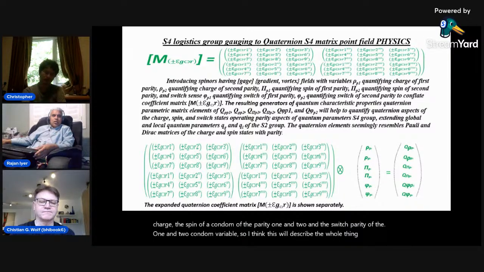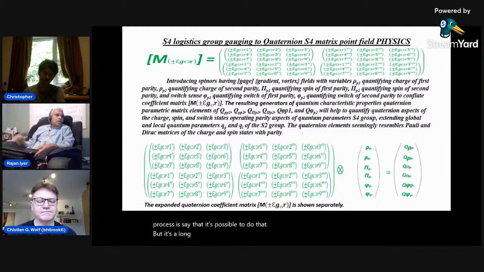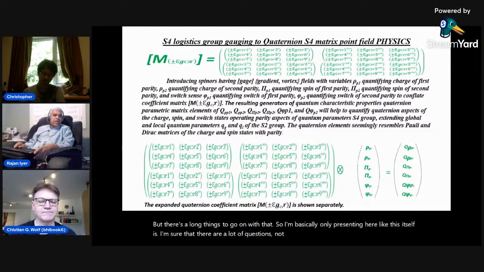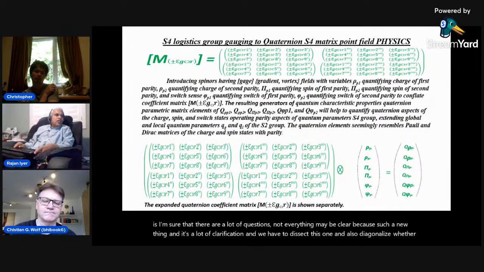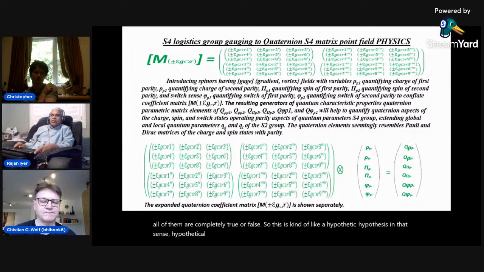Calabi-Yau manifold, things like that. That's an extensive thing. But I think my thought processes say that it's possible to do that. But there's a long way to go with that. So I'm basically only presenting here that this itself is, I'm sure that there are a lot of questions. Not everything may be clear because such a new thing needs a lot of clarification. And we have to dissect this one and also diagnose whether all of them are completely true or false. So this is kind of like a hypothesis in a sense, a hypothetical conjecture, so to say. But I believe that we can solve that.